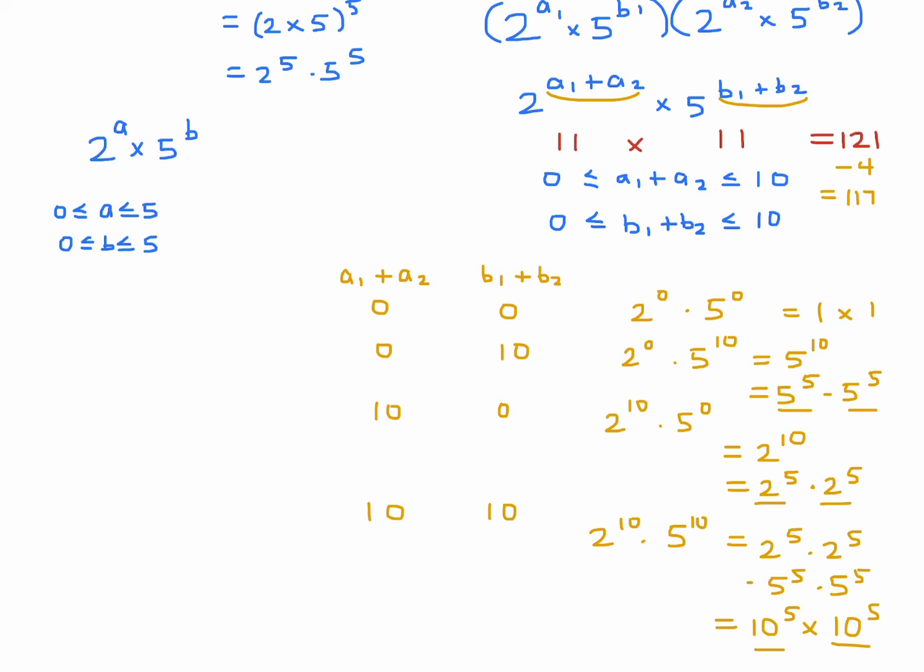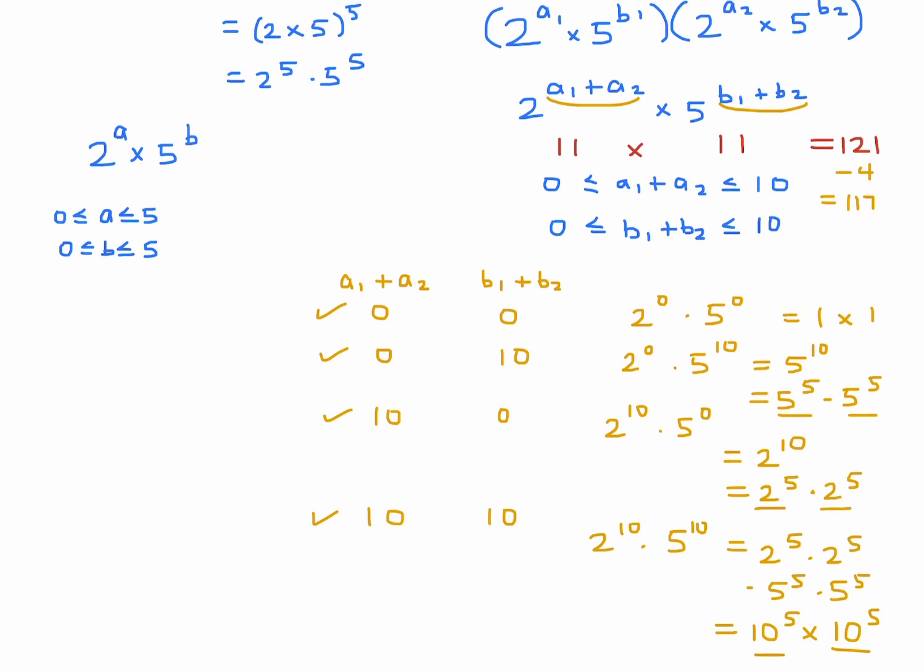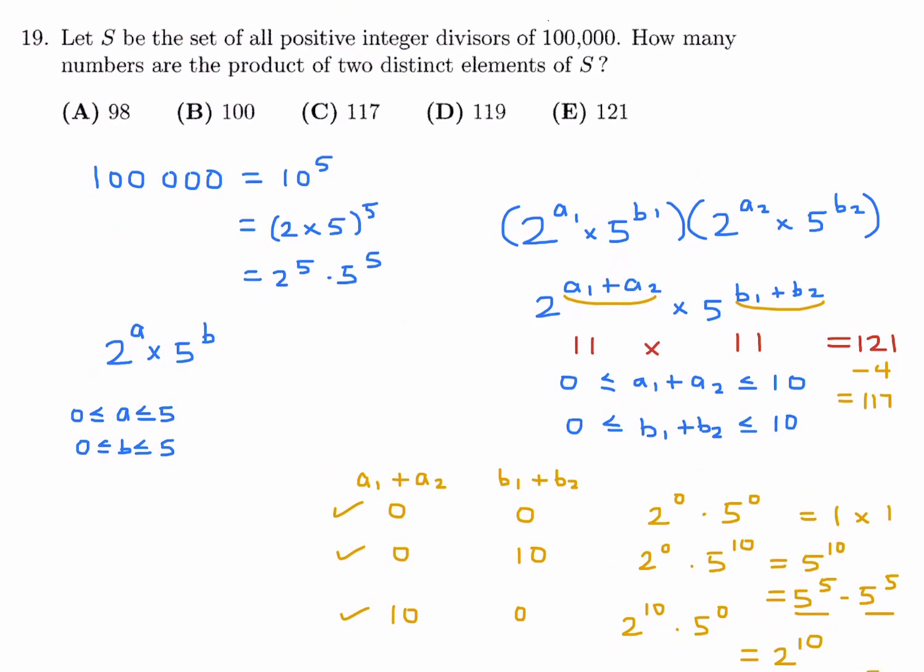They are not distinct. So these 4, 1, 2, 3, 4 scenarios have to be subtracted from the 121, and when you do, you get 117. So number 19, the answer is C.